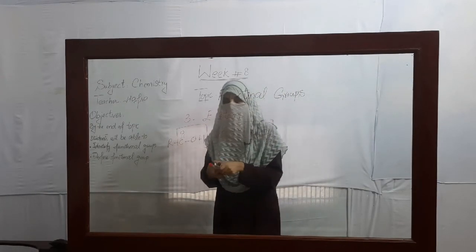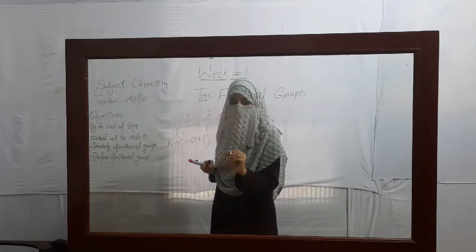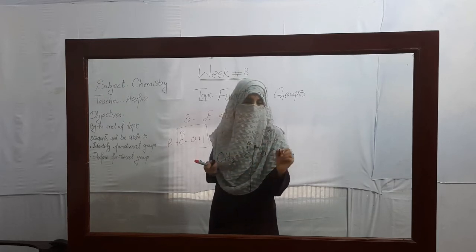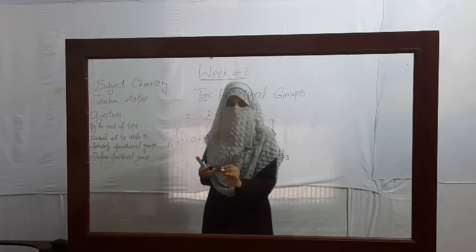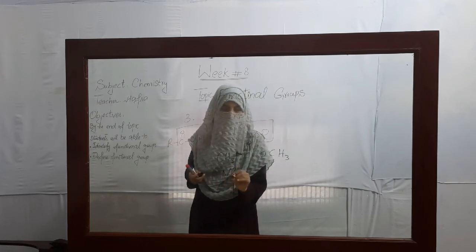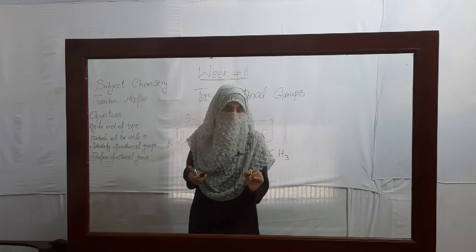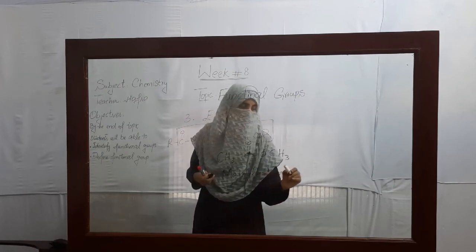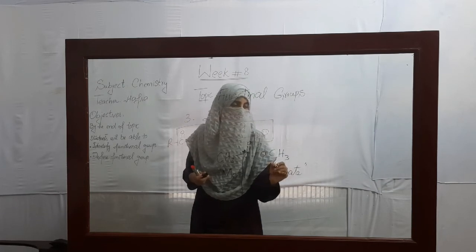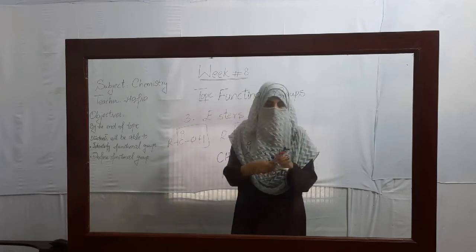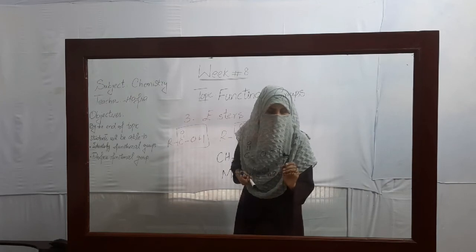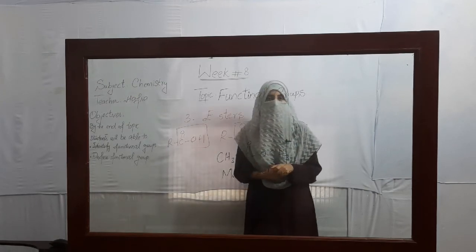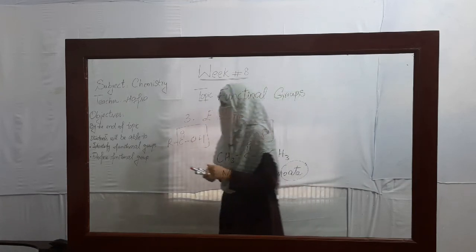Our example is, its name will be methyl ethanoate. So if the ending of a name is -oate, then it will belong to the ester family.